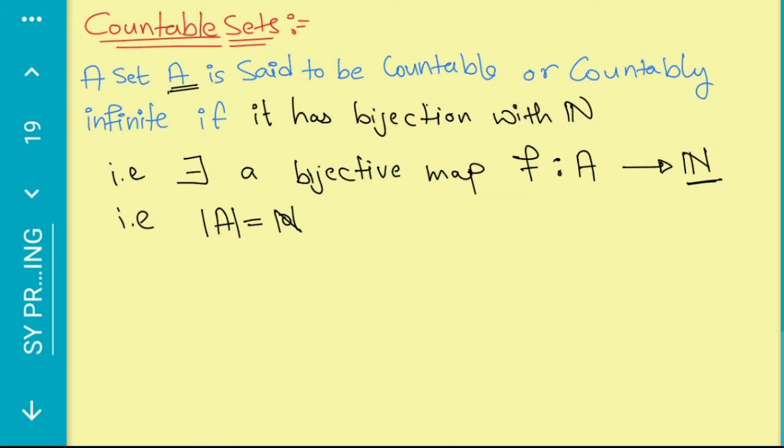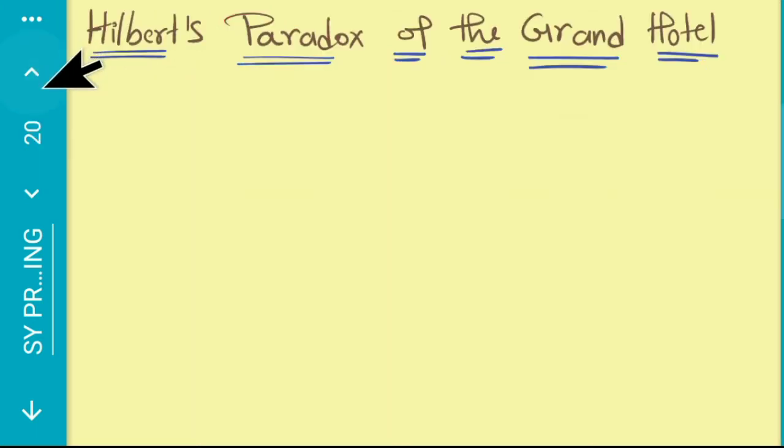We will prove each and every example that I consider. But before starting with this, I want to talk about infinite sets and a beautiful example. The name of the example is Hilbert's paradox of the Grand Hotel. Suppose that you are the manager of a hotel. You are a BSc student, but still assume that you are a manager of a hotel.